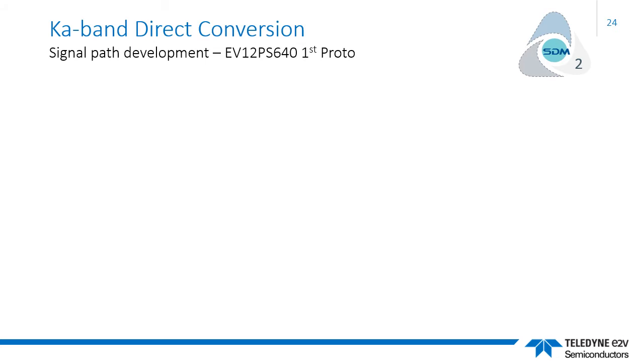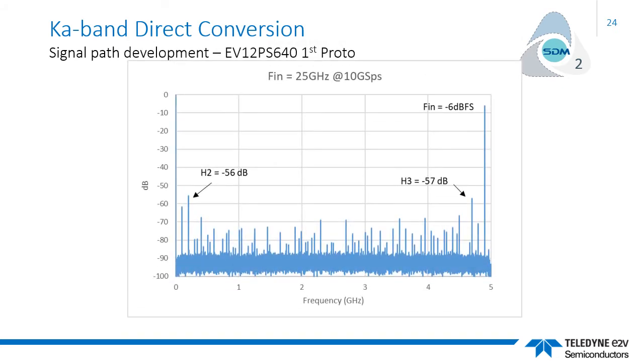This plot speaks for the improvements made possible in this second development phase. Here, a 25 gigahertz tone is sampled at 10 gigasamples per second and yields a useful spurious-free dynamic range of 50 dBc.